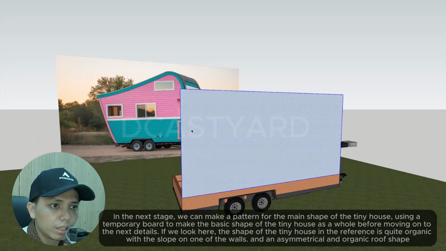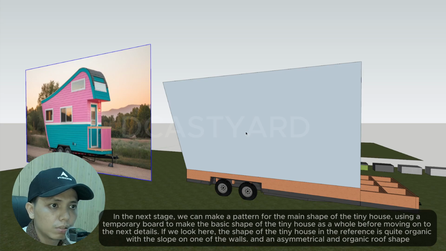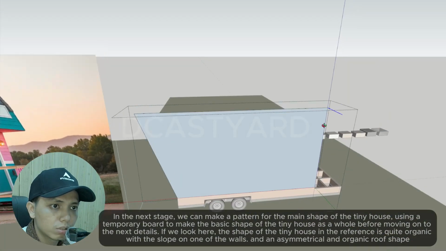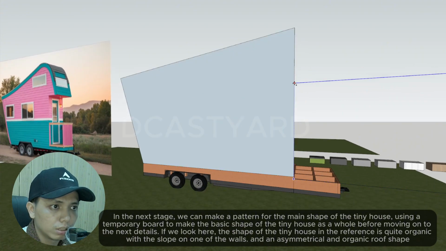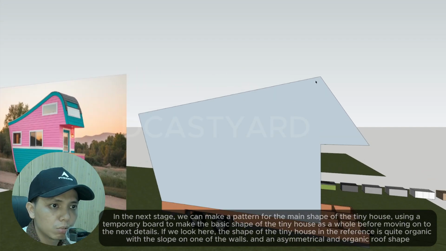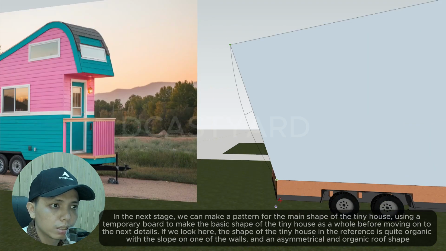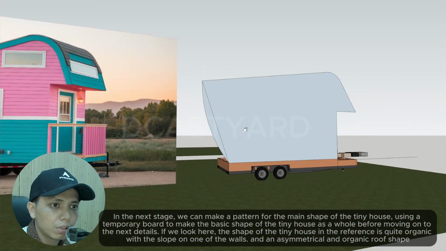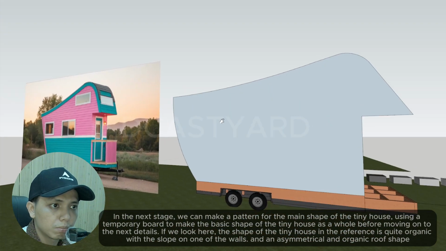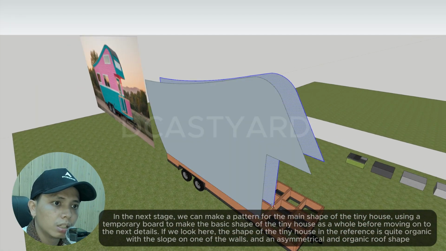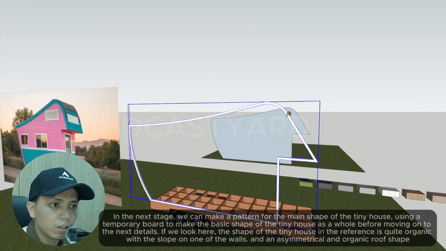In the next stage, we can make a pattern for the main shape of the tiny house using a temporary board to make the basic shape of the tiny house as a whole before moving on to the next details. If we look here, the shape of the tiny house in the reference is quite organic with the slope on one of the walls and an asymmetrical and organic roof shape.